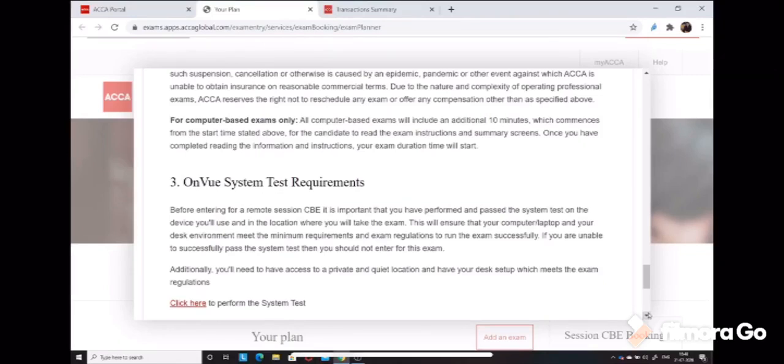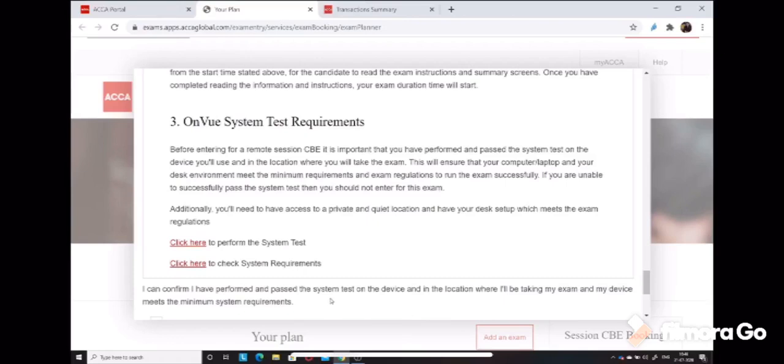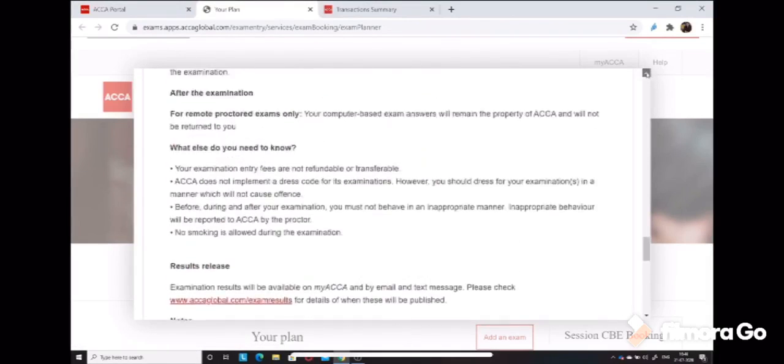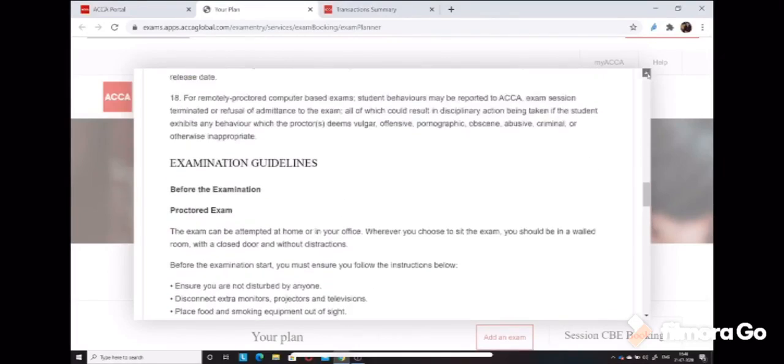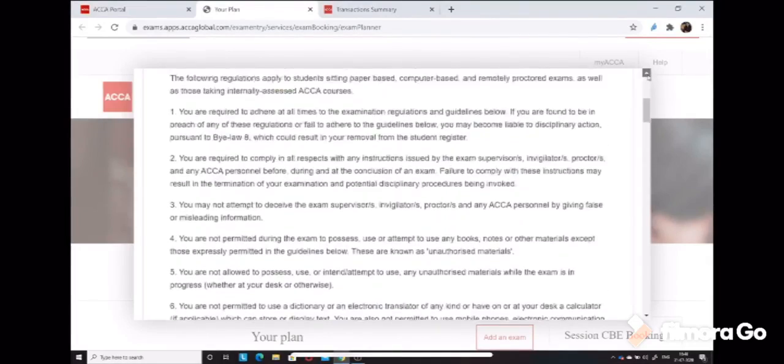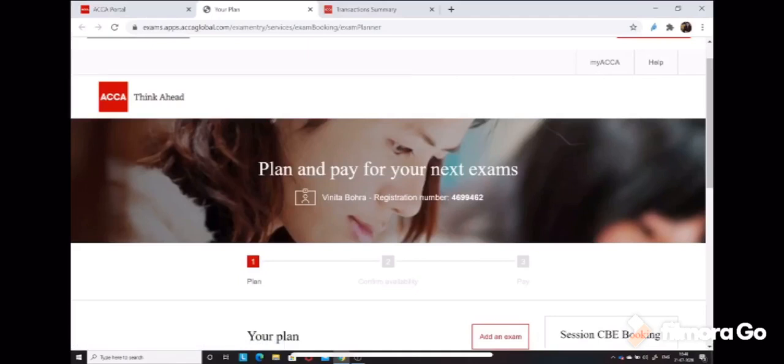And that's about it. So you can perform the system test, which, guys, I can't go to that section because she hasn't performed the test yet, and she hasn't read these before I book the exam for her.